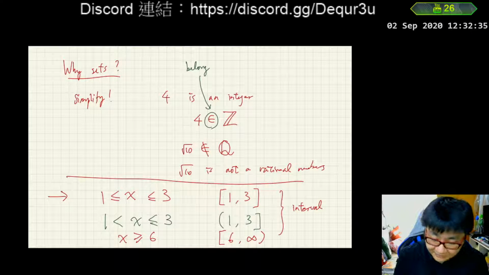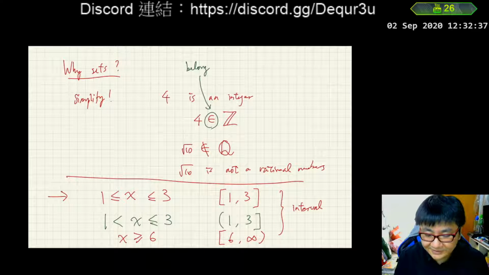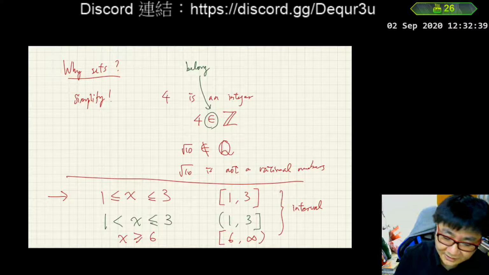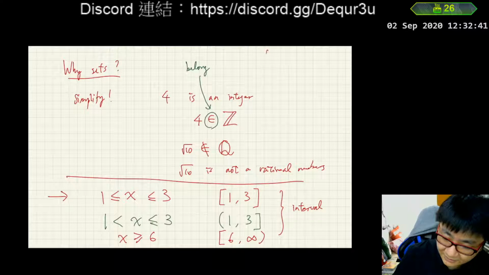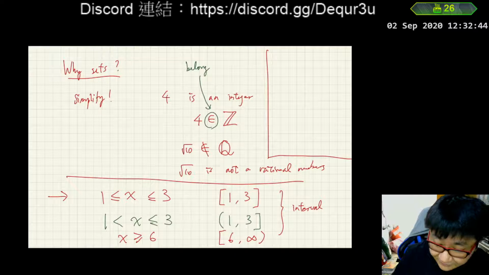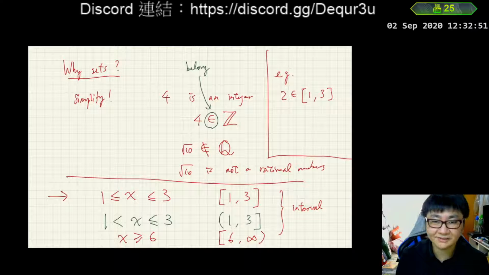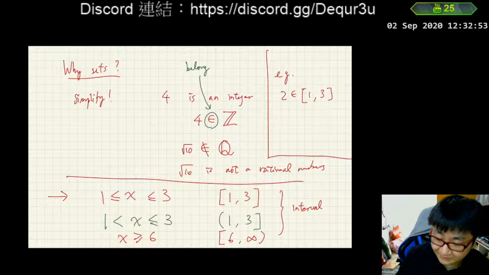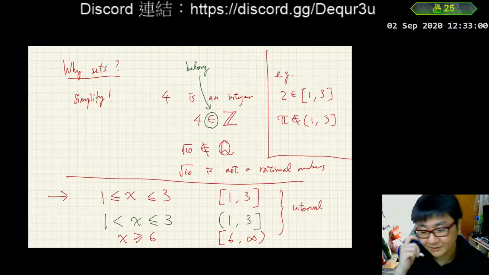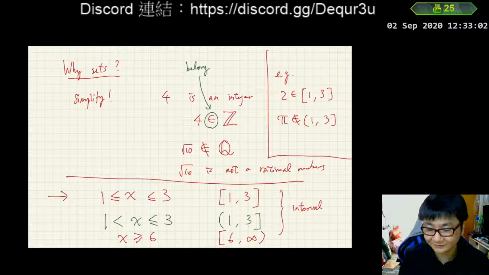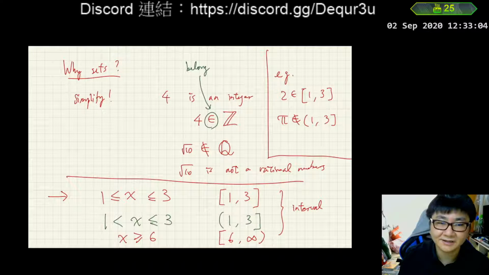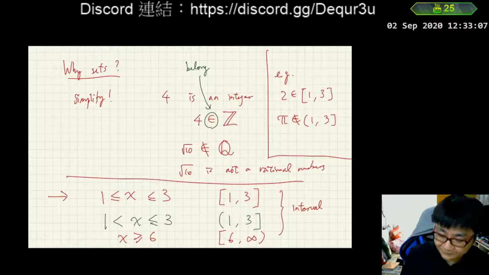And when we write these symbols, we also mean they are sets. That means we can say, for example, I put it in a corner here, 2 belongs to the set [1, 3], because 2 is inside the interval. And we can also say pi is not in the interval [1, 3], because pi is 3.14 something, and then it is not in the range, so we can say it does not belong to the interval.